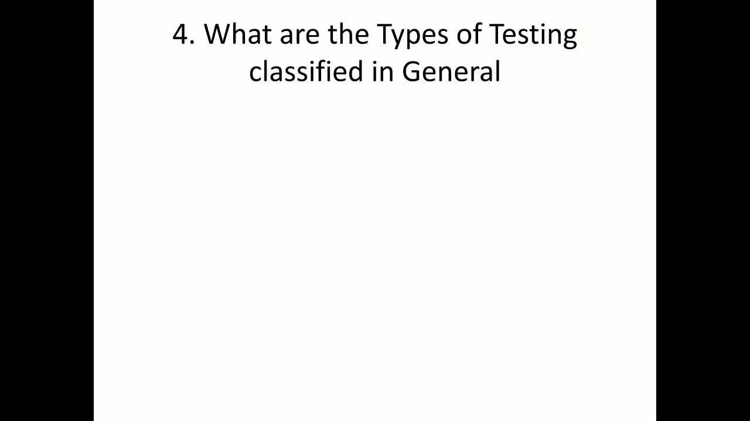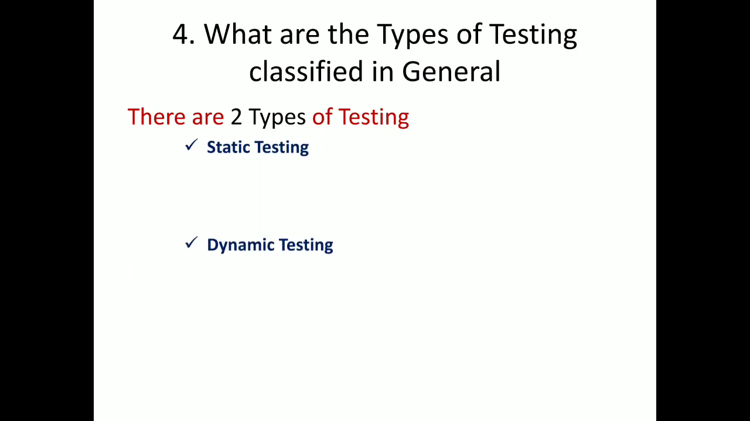The fourth one is, what are the types of testing classified in general? How do they generally classify the types of testing? There are two types again: static testing and dynamic testing. Static testing, in brief, is just reviewing the document. Executing the test cases that are in the document is called dynamic testing. So these are the two types of testing.